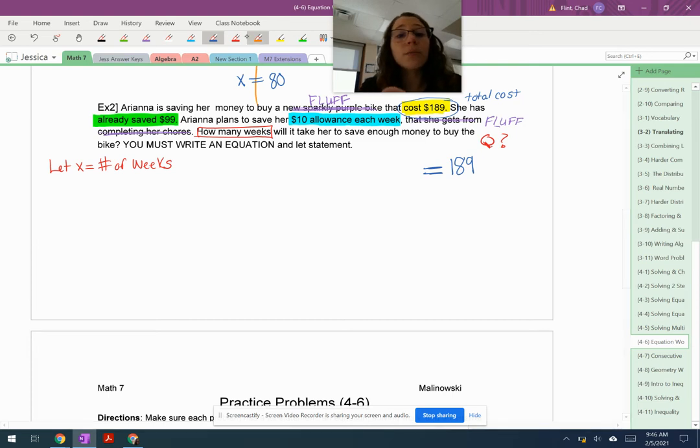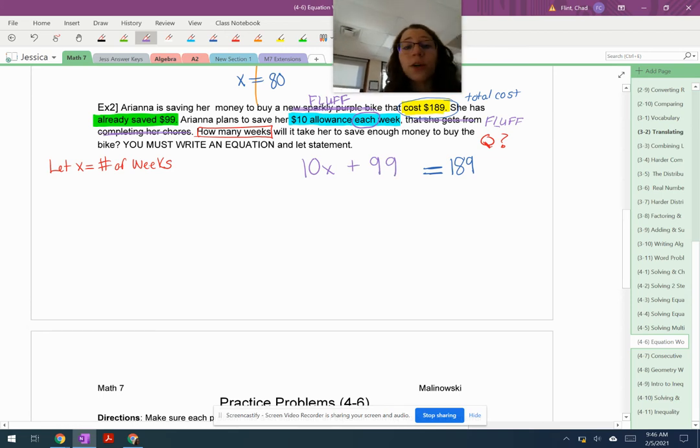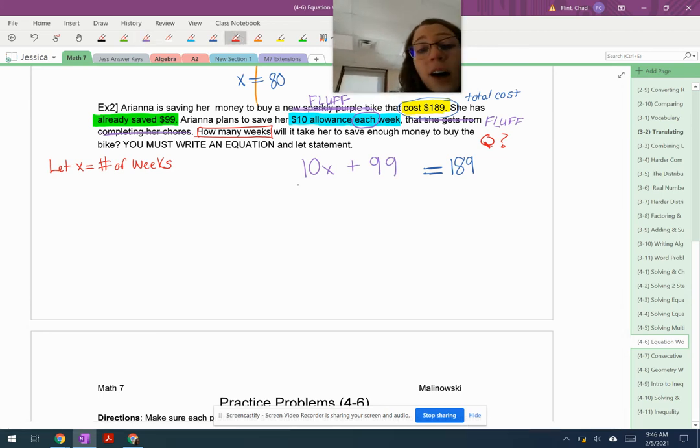So X is the number of weeks. Is the X going to go with the 99 or the 10? Well, the 99 is only happening once. It's already happened. She's already saved that. Whereas the $10 is happening, keyword, each week, meaning that the 10 is the one that gets multiplied by X. So 10X plus, because I'm adding to get a total, 99. There's my equation. Now I can solve.